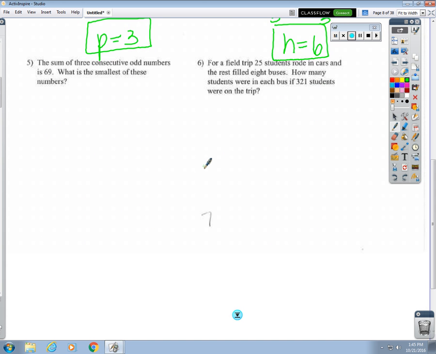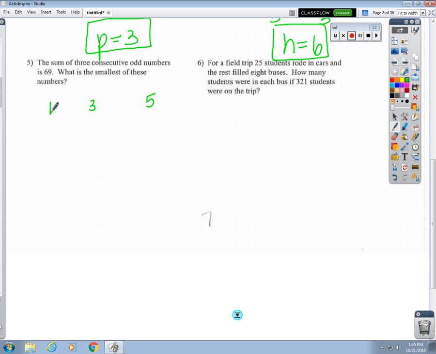Number 5, the sum of 3 consecutive odd integers is 69. They want to know what the smallest of these numbers is. Okay, this is probably the type of problem that gives y'all the most issues. 3 consecutive odd numbers. What's the very first odd number? 1. What's the next odd number that you know? 3. And then the next? 5.